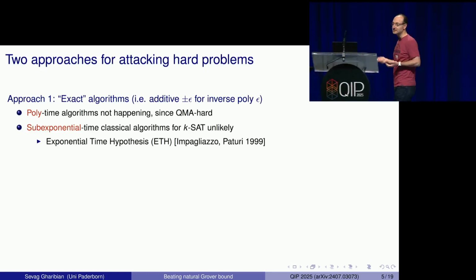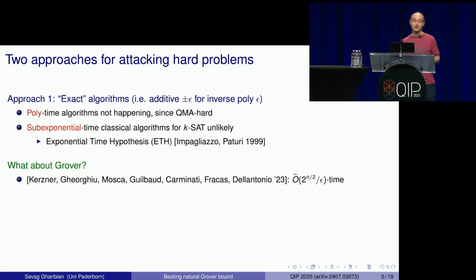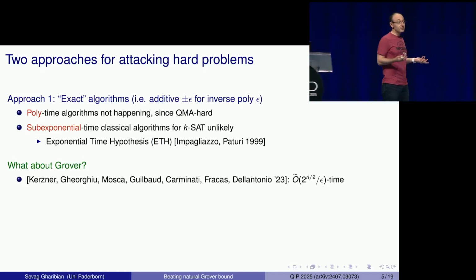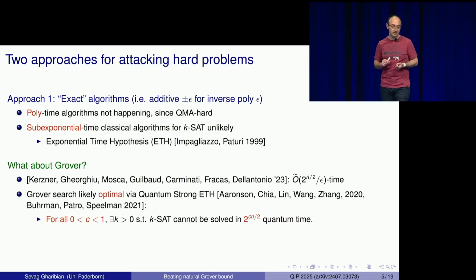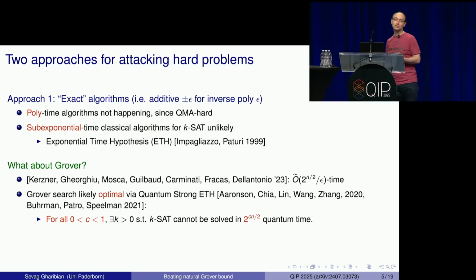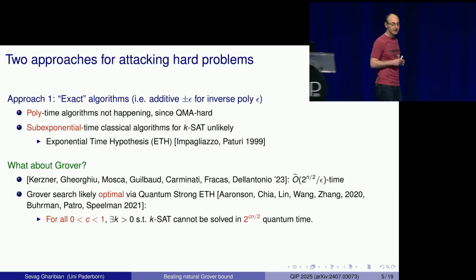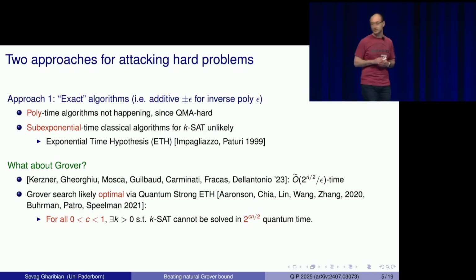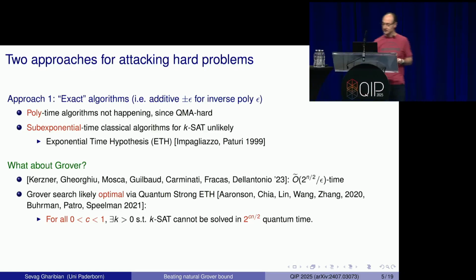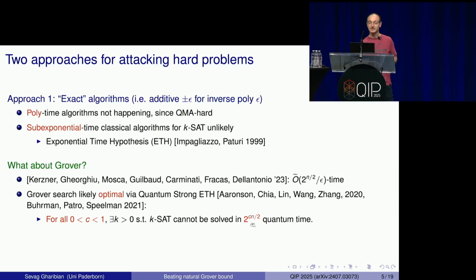But this is all classical. You might say, look, we've got Grover, we're quantum, right? And indeed, you can apply quantum. You'll get the natural Grover bound, I'll call it, 2 to the n over 2. And you might ask if we can do better. Well, there's a quantum version of this ETH. It's called the quantum strong ETH. And this also roughly says that Grover search is going to be optimal. You're not going to do better than that n over 2 in the exponent. So in particular, if you can see my mouse, this c is more or less going to be a 1.